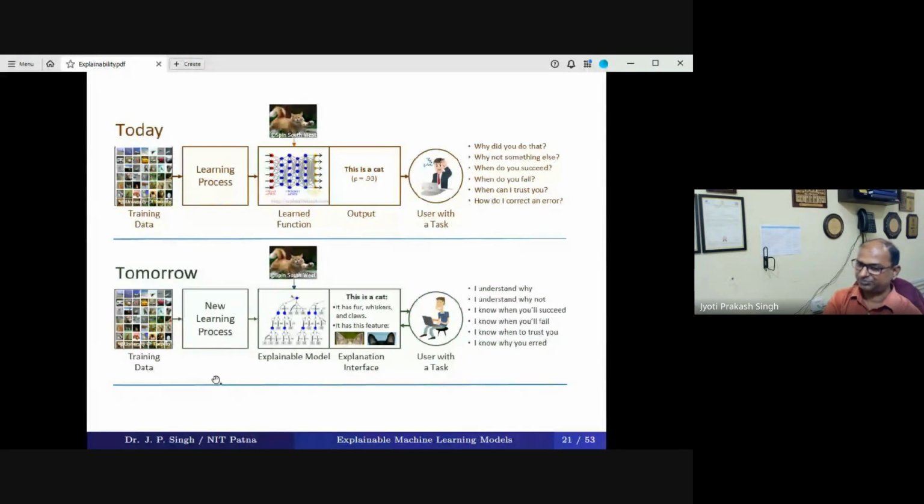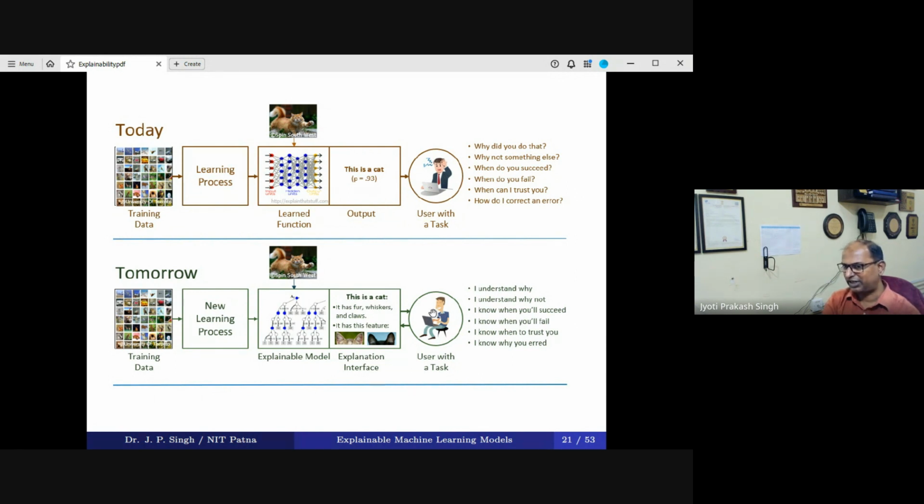Now think of the other way. Suppose we develop a model where, instead of this learned function, we have an explainable model. What will be new? If we give a new data point, the model will tell me that this is a cat, and it will also tell me why. Because it has fur, it has whiskers, it has claws. Since it has these features, I'm confident that this should be a cat.